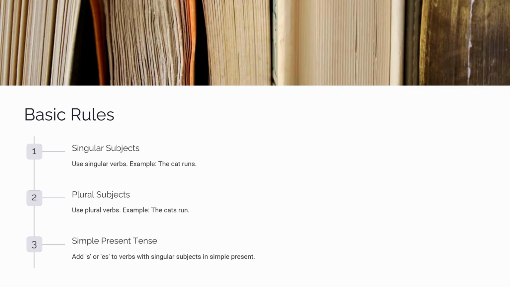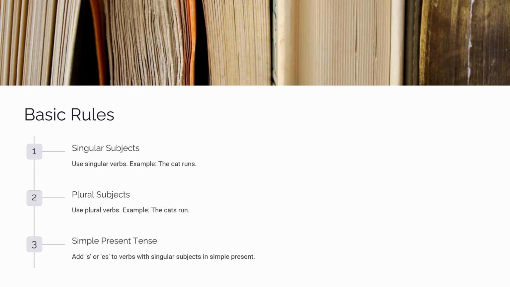Okay, so now that we understand the importance of subject-verb agreement, let's break down the basic rules that guide this concept. So one of the most fundamental rules is that singular subjects take singular verbs, while plural subjects take plural verbs. This means if we have a singular subject, such as the cat, we need a singular verb form. For example, we would say "the cat runs." However, if our subject is plural, such as the cats, we need a plural verb, so the sentence becomes "the cats run." Now let's look at this in a bit more detail by focusing on the simple present tense, which is often where we notice the singular and plural verb changes most clearly.